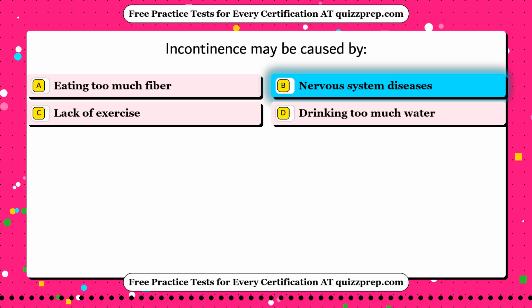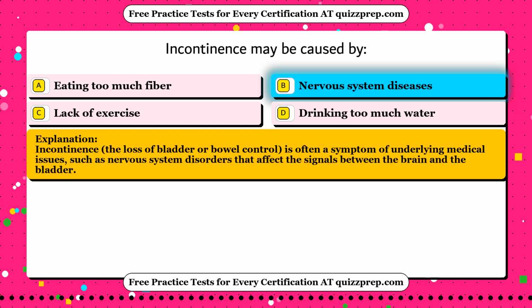The correct answer is option B. Nervous system diseases. Incontinence, the loss of bladder or bowel control, is often a symptom of underlying medical issues, such as nervous system disorders that affect the signals between the brain and the bladder.